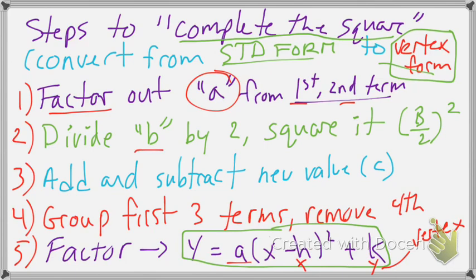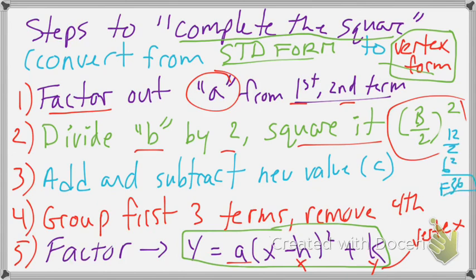Divide b by 2 and square it. So this is a little equation here, b divided by 2 squared. So if your b value is 4, for example, it would be 4 divided by 2, which is 2, and then 2 squared is 4. It's probably a bad example. Let me do a different number. If your b value is 12, 12 divided by 2 is 6, 6 squared is 36.